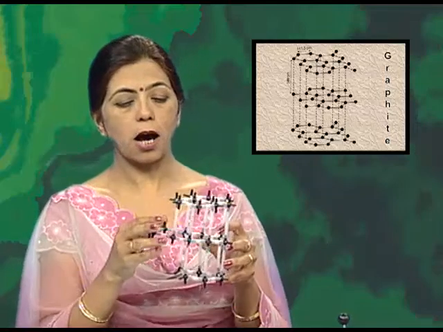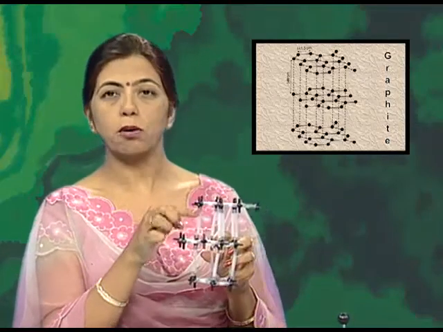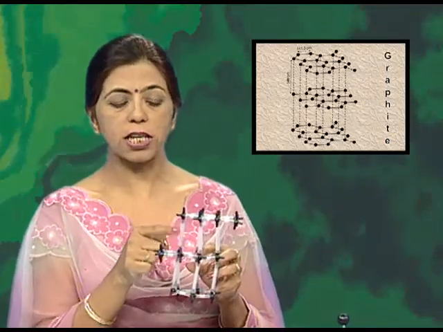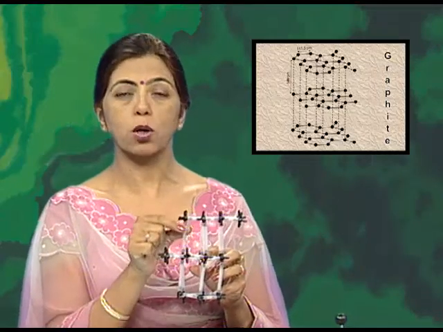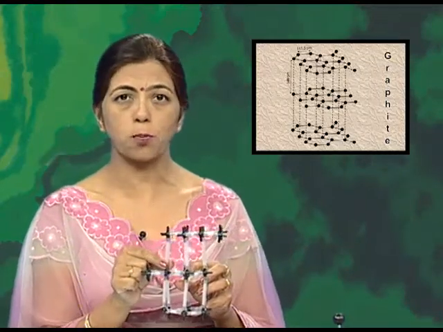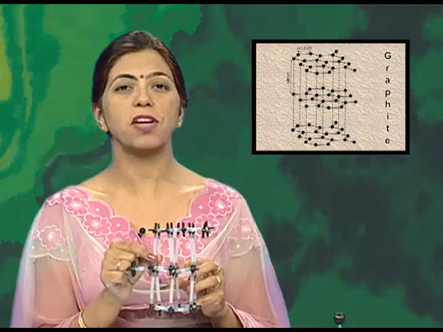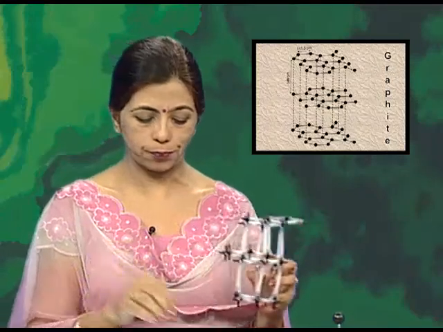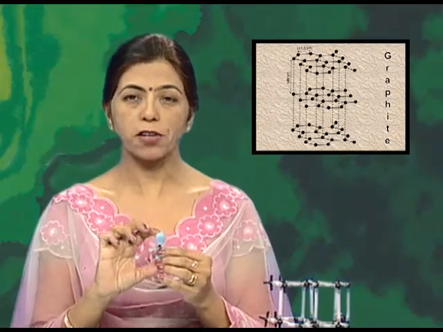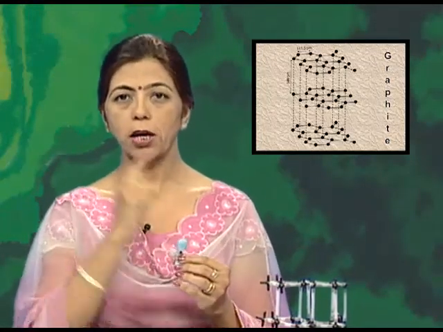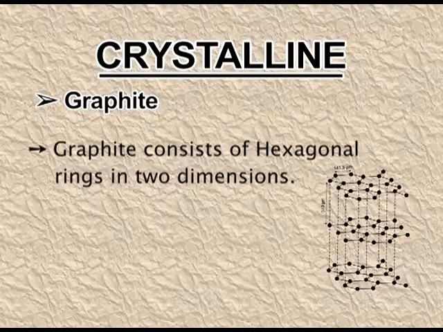These layers are interconnected through van der Waals forces. These are weak forces which I have shown through this white tube. This is not a bond, this is only weak interactions. The fourth electron on this carbon, it forms a pi electron cloud and a pi bond which is above the ring and below the hexagonal rings.